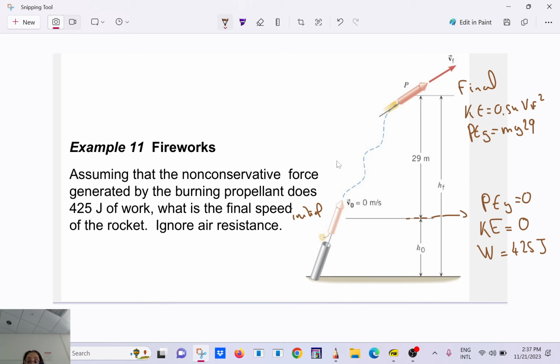Okay, so what do you get? To begin with, you have zero potential plus zero kinetic plus you add energy. Where does that energy come from? From the fuel, from a chemical potential energy that is released, TNT, whatever. So you have potential inside. Final will be kinetic energy plus mg29. Yes, thank you. I was spacing out. You unstuck me.